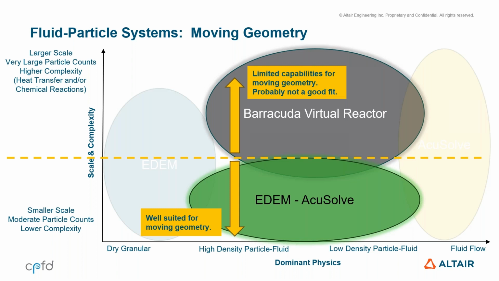But the details matter. So take moving geometry. That's actually a very complex model, but the moving geometry often affects directly that particle motion and pushing. So with Barracuda Virtual Reactor, we do have some very limited capabilities for moving geometry, but generally we say that Barracuda Virtual Reactor is not a good fit in those cases.